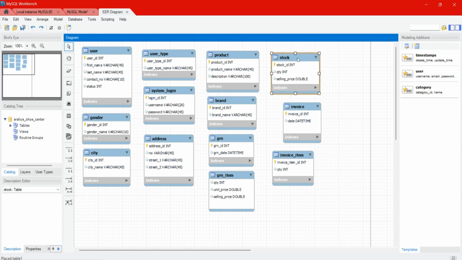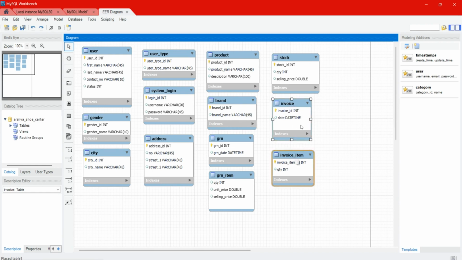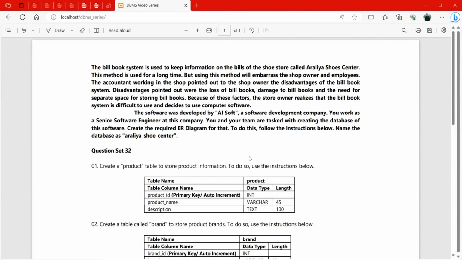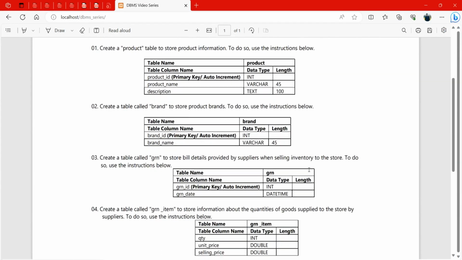And after that we have created the stock table. There are three columns in this table: stock ID, quantity, and the selling price. After that, we have created the invoice table and the invoice item table. There are two columns in each of these two tables respectively. So this is up to question set number 32. In question set number 32, they told us to create tables and insert the data they have given to us.